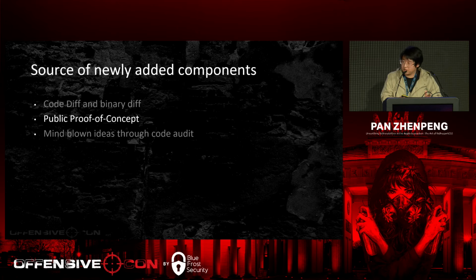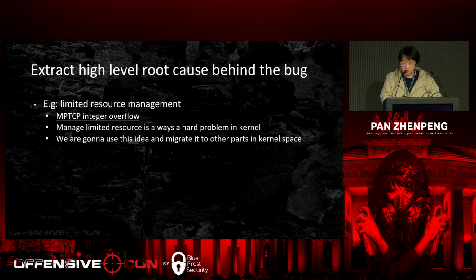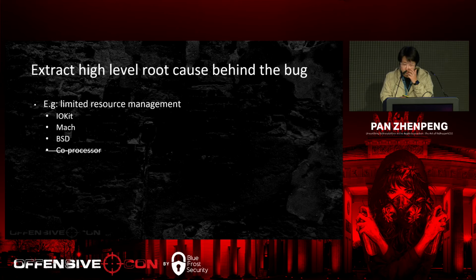I also get inspiration from public proofs of concept. For example, I learned that limited resource management is a huge problem in the kernel from a proof of concept for the MPTCP integer overflow by the Pangu team. So we use this idea and migrate it to other parts, to see if we can find similar issues. I did find some issues with this idea in different parts: IOKit, Mach, BSD, and coprocessors. The coprocessor part is partially fixed now. I will release more information later and give you a hint.